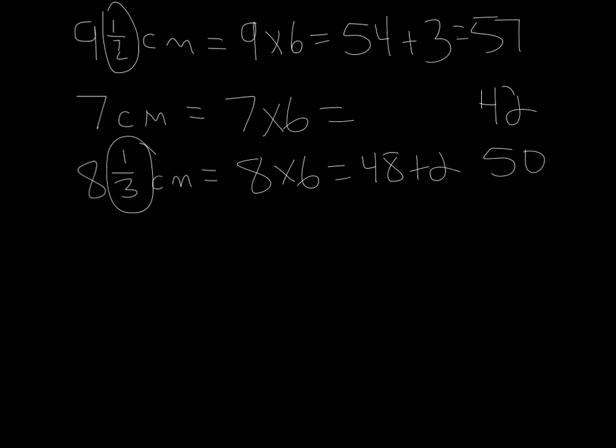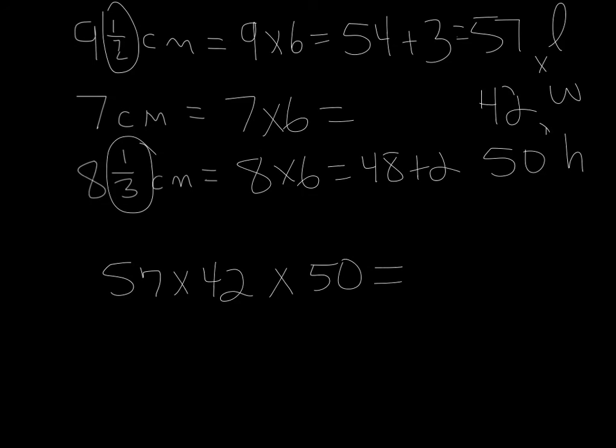And again, volume is a function of our length times our width times our height. When I set these numbers up and I multiply them together, 57 times 42 times 50 equals 119,700. 1/6 centimeter cubes will fit into that box.